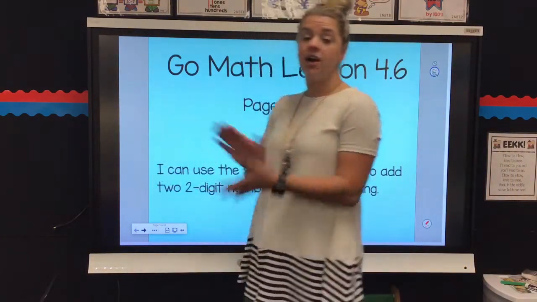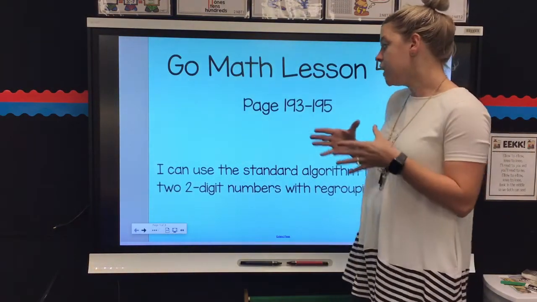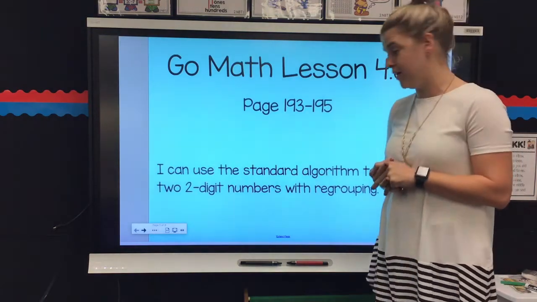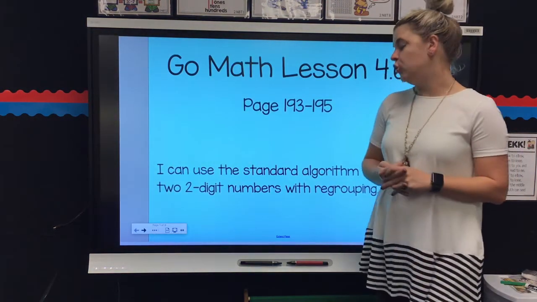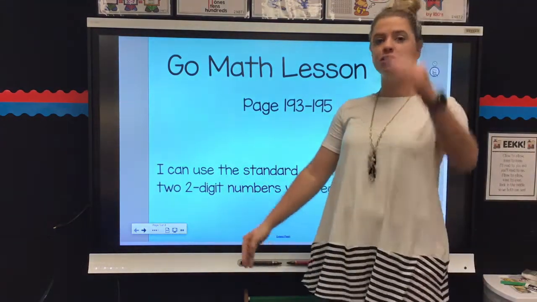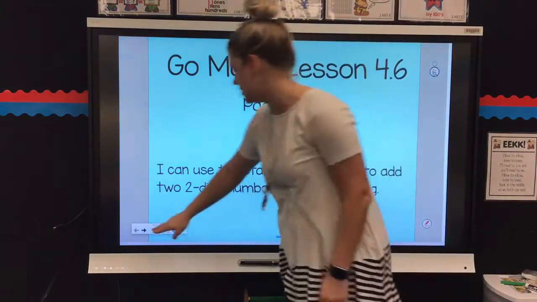Now, our I can statement for today, this is what we're trying to be able to do today. I can use the standard algorithm to add two-digit numbers with regrouping. Standard algorithm, that just means when we stack them on top of each other and we add. Okay? That's what standard algorithm is.